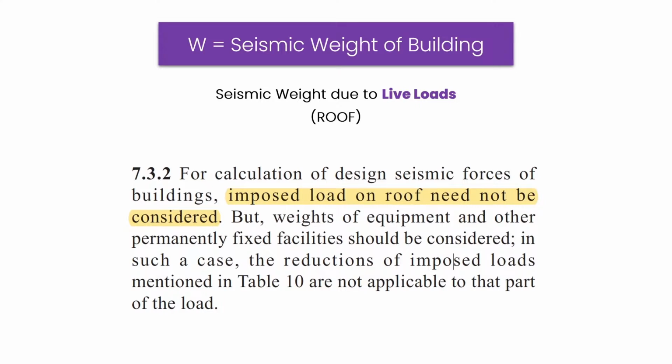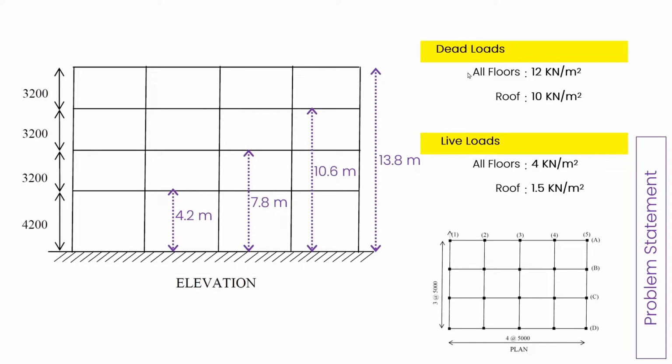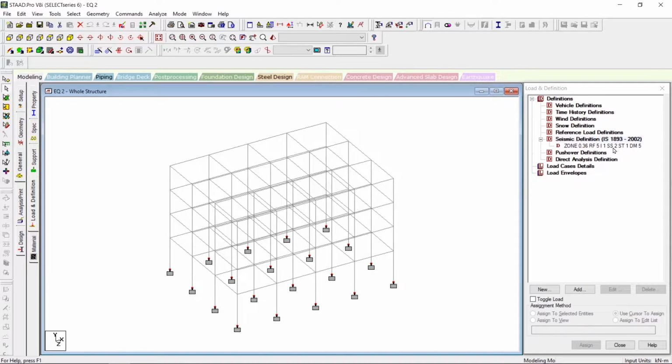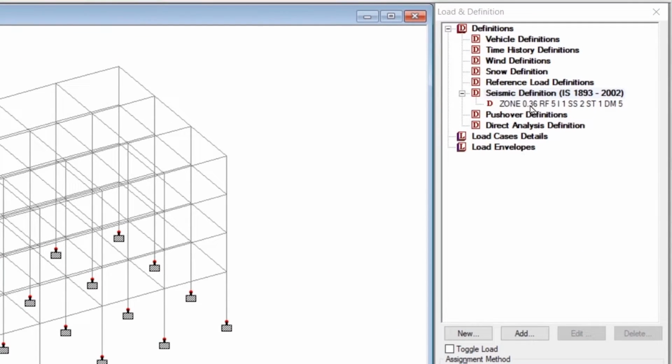Let's define our loads. First we'll be defining our dead loads. For all the floors, we have a 12 kilonewton per meter square load, and for the roof, we have a 10 kilonewton per meter square. So for this floor, and this floor, we have a value of 12, and for the final floor, we have the value of 10. So in order to add those loads, we'll again go inside seismic definition. We'll go inside our parameters, select it, click on add.